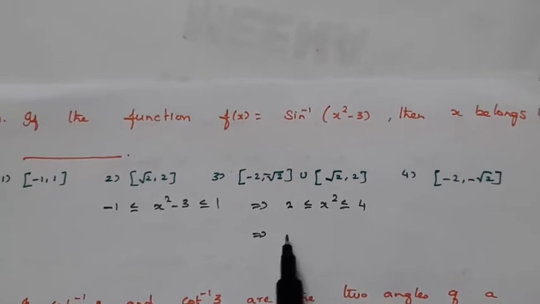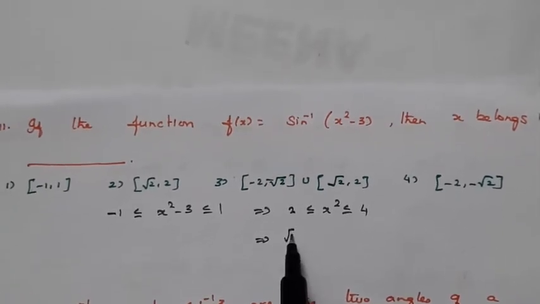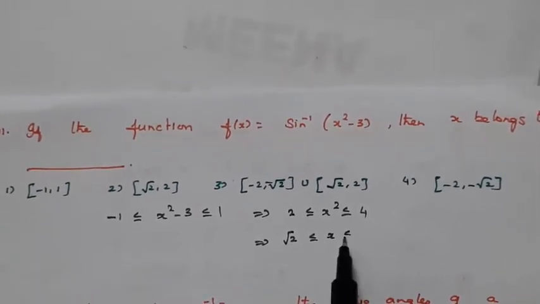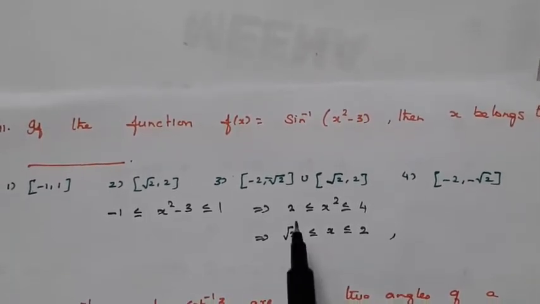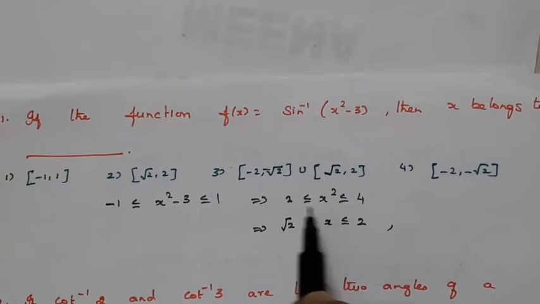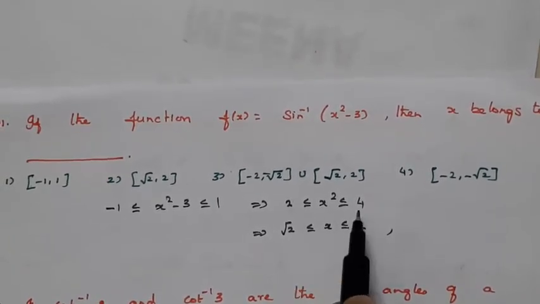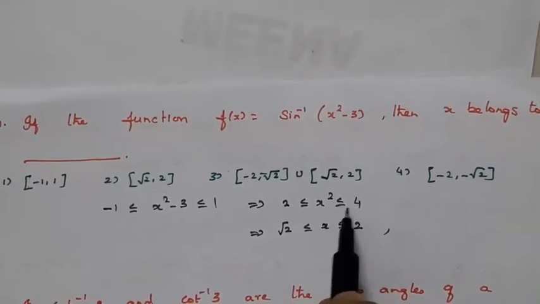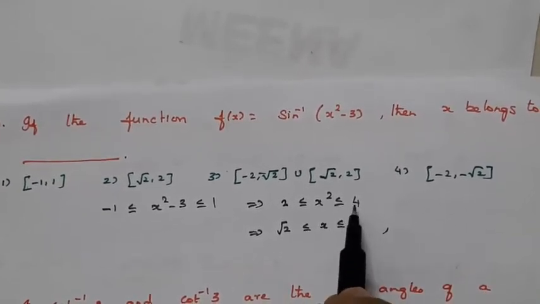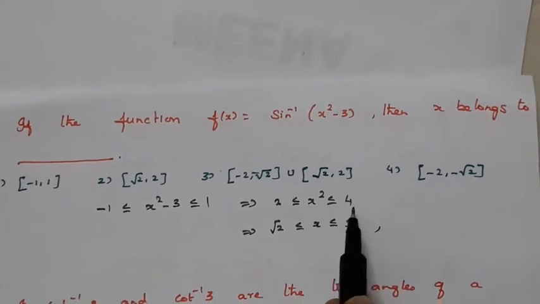Now taking the square root, we have root 2 is less than or equal to x, less than or equal to 2, in the positive case. Then if you take the square root we have the negative case also, that is minus root 2 and minus 2. But minus root 2 less than x less than plus 2 minus 2 is not possible.